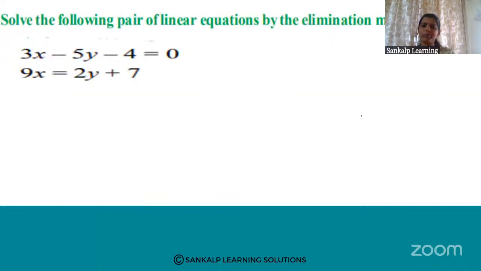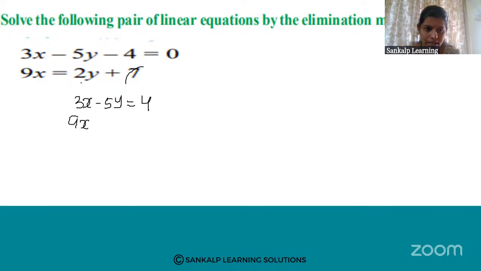Solve the following pair of linear equations by elimination method. Here we are going to use elimination method. Okay, my dear children, this is equation number 1, this is equation number 2. But here we have an equal to sign, here also an equal to sign. First we must arrange them. 3x minus 5y, transfer this 4 to this side, 4. Next, 9x, transfer this 2 to this side, you will have 2y, 9x minus 2y is equal to 7.